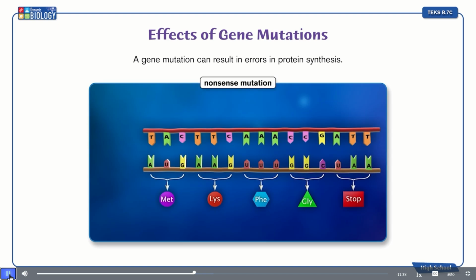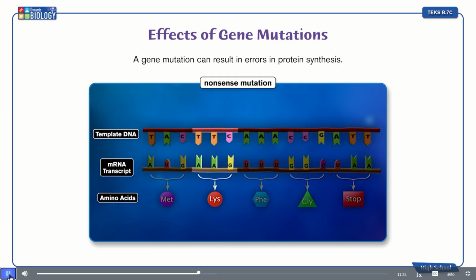In this animation, we can see a template DNA strand, its mRNA transcript, and the resulting amino acid sequence. Let's watch what would happen if the template DNA strand underwent a substitution mutation. The 4th base in the strand, thymine, is substituted with adenine. As a result, its complementary base in the mRNA transcript will be uracil instead of adenine. So, the RNA triplet now reads UAG instead of AAG.